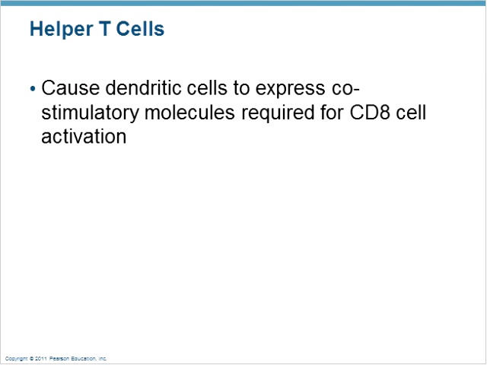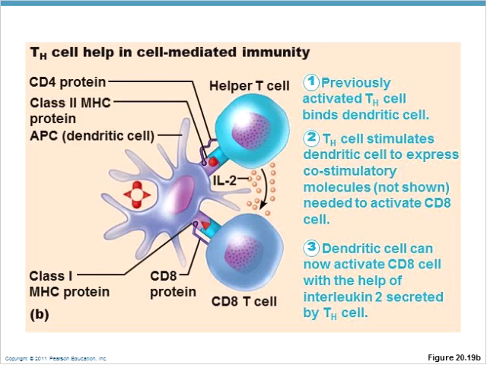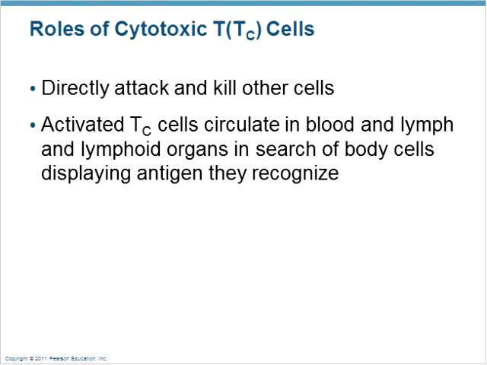Helper T cells cause dendritic cells to express a co-stimulatory molecule required for CD8 cell activation, the TC cell activation. Here, a previously activated TH cell binds with the dendritic cell. The cell stimulates the dendritic cell to express co-stimulatory molecules, not shown, needed to activate CD8 cells. The dendritic cell can now activate CD8 cells, that TC cell, with the help of interleukin-2 secreted by the TH cell. So let's tell the TC cell what to do.